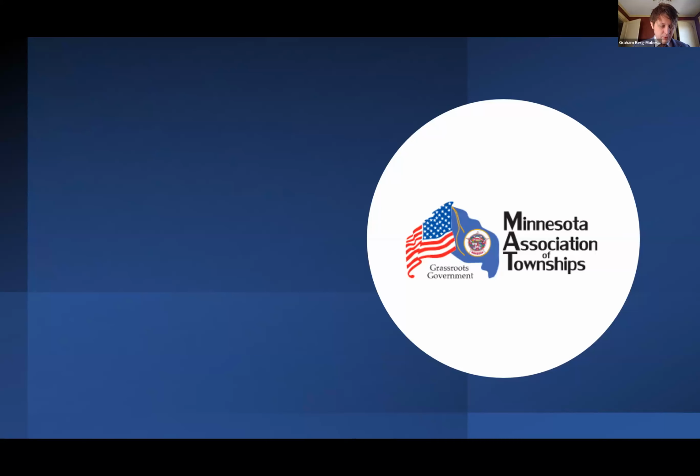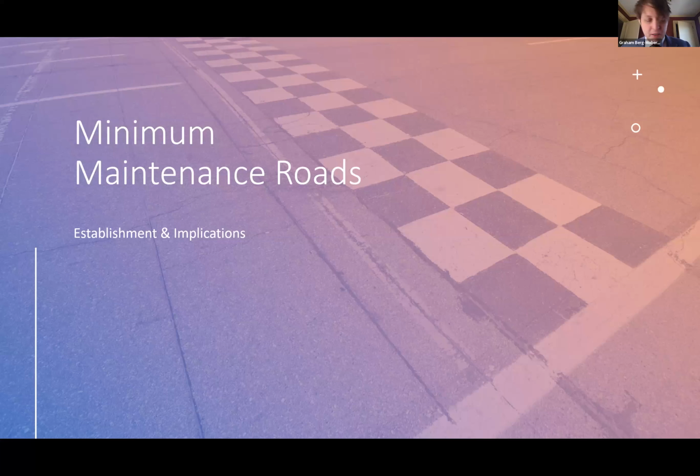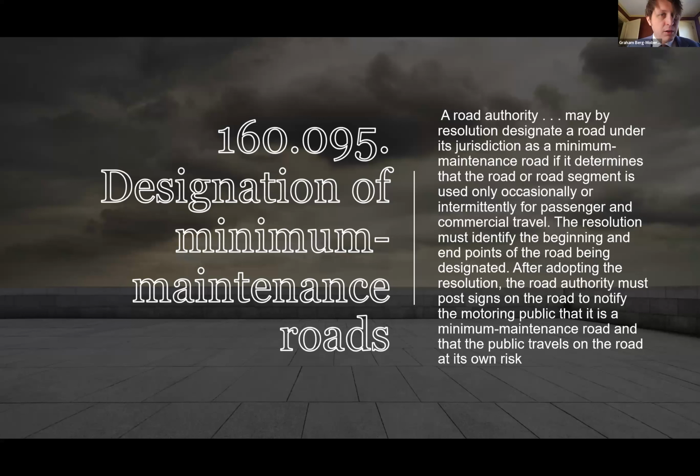Well, thanks much. So this morning I thought I would talk a little bit about the minimum maintenance road designation process and its effects, potentially some of its advantages, potentially some of the common pitfalls that you can run into when using this particular statute. So in 1985, the legislature passed this particular law. You're seeing a selection of it up on your screen now, 160.095, which permits road authorities to, under certain circumstances, designate roads as minimum maintenance.